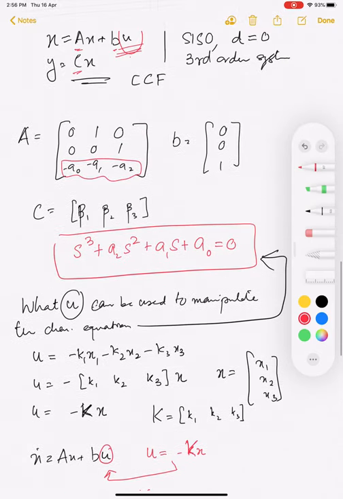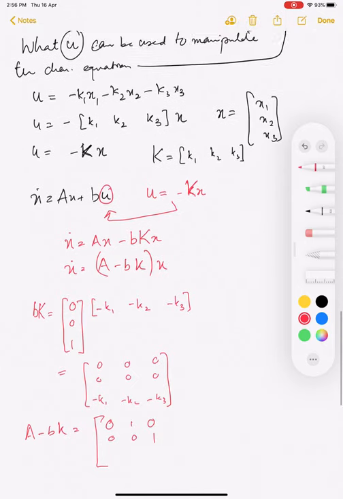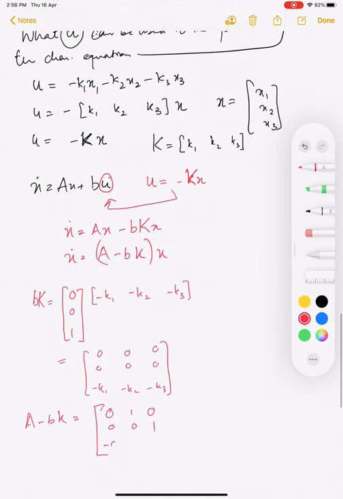So this is, let's see, the A matrix: 0, 1, 0, 0, 0, 1, minus A0, minus A1, minus A2, minus BK, right? This is minus BK. So minus BK means this: 0, 0, 0, 0, 0, 0. You have already taken account of the minus sign here, right?